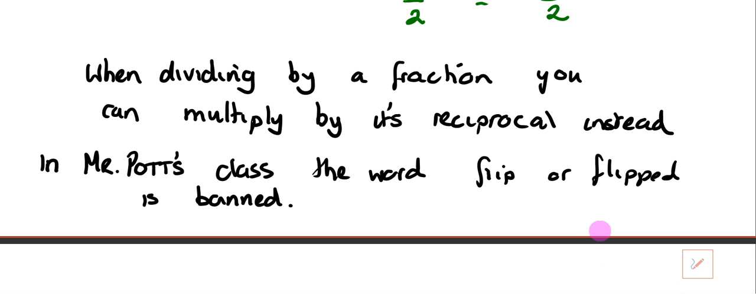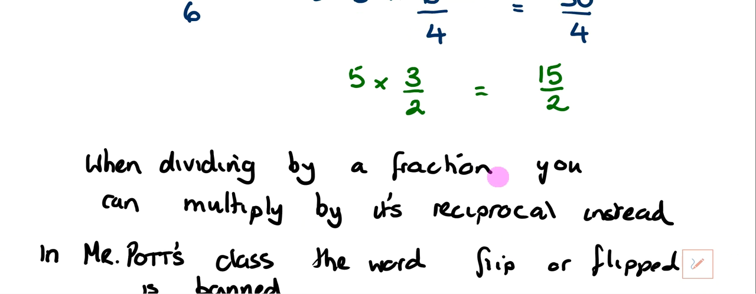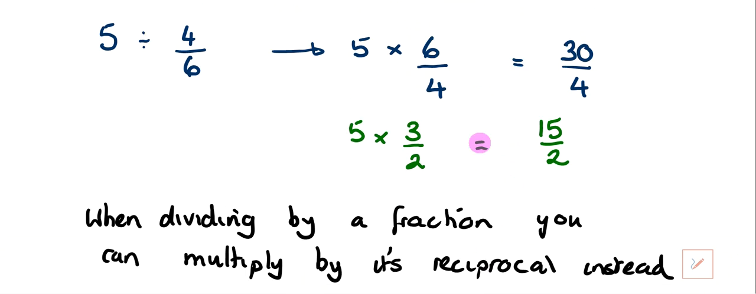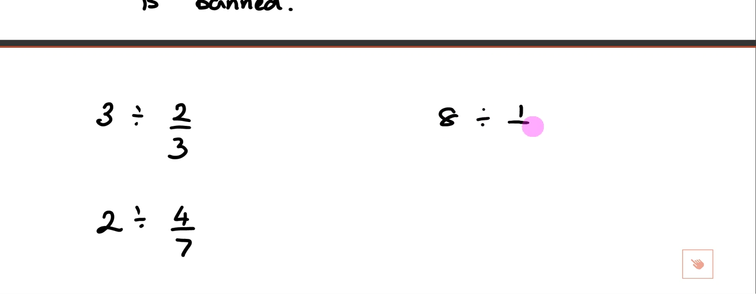So if I said to you, generalize this, you're never going to say, oh, you flip the fraction. You will say, you multiply by a reciprocal. A reciprocal is basically the fraction that has been written the other way. Does that make sense? If I gave you a few questions, let's do 3 divided by 2/3, 2 divided by 4/7, 8 divided by 1/9, and let's do 12 divided by 3/2. Do those for me quickly.